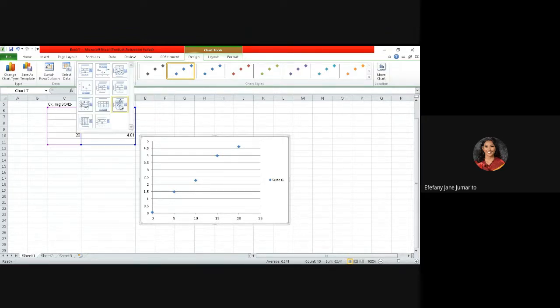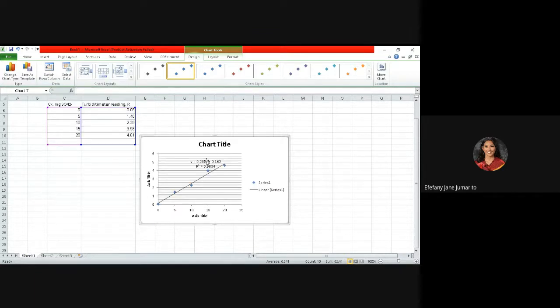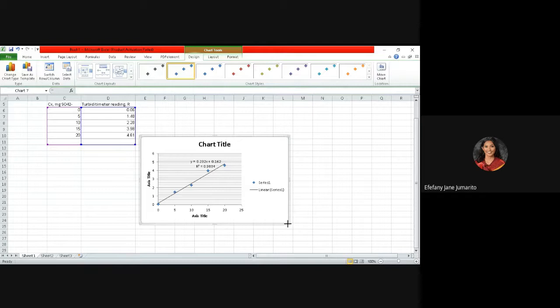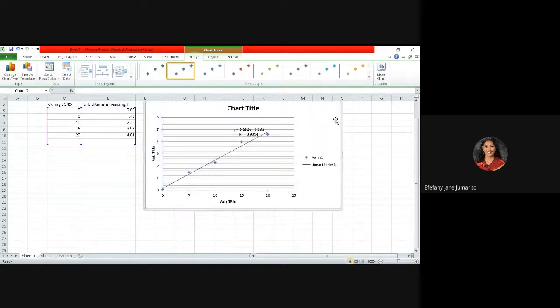So that you can easily edit the chart title, the x-axis and the y-axis. Again, the x-axis is your concentration, and the y-axis is your turbidity meter reading. Okay, so that's it. Now, if you don't have Excel and you only have a calculator, the equation of the line can still be calculated.